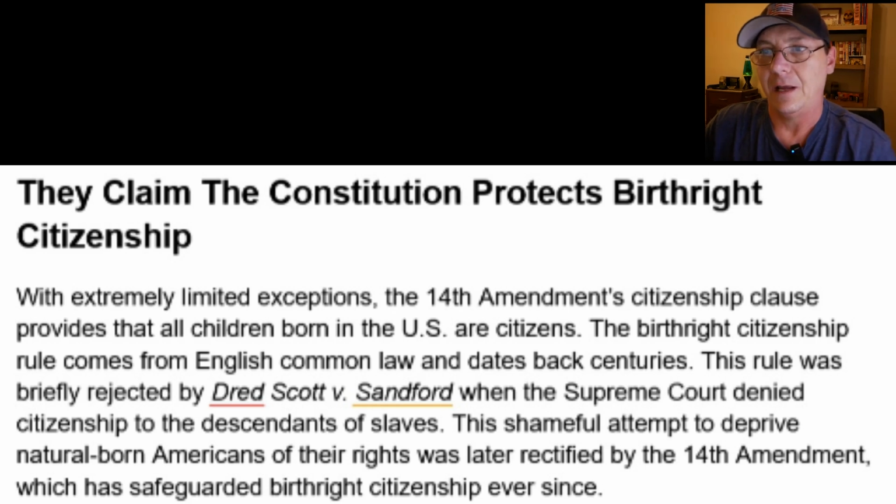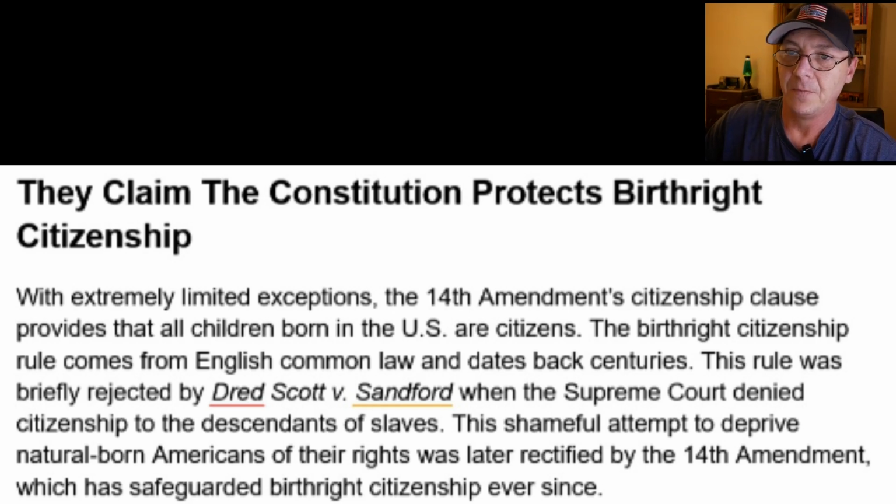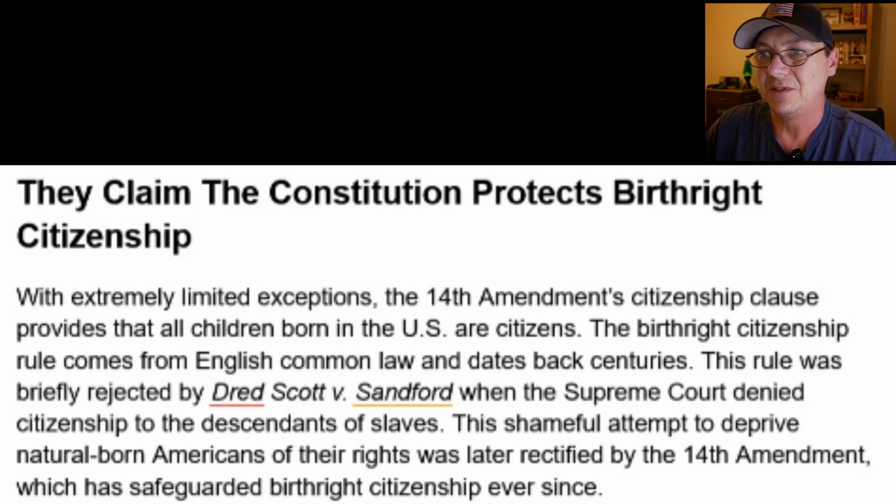So they claim that the Constitution protects birthright citizenship. With extremely limited exceptions, the 14th Amendment Citizenship Clause provides that all children born in the U.S. are citizens. The birthright citizenship rule comes from English common law and dates back centuries. So this rule was briefly rejected by Dred Scott versus Sandford when the Supreme Court denied citizenship to the descendants of slaves, okay? They admit it right here. This is, again, still from the ACLU's website. They admit that the whole thing was about Dred Scott and Sandford and had to do with the ownership of the descendants of slaves. This shameful attempt to deprive natural-born Americans of their rights was later rectified by the 14th Amendment, which has safeguarded birthright citizenship ever since.